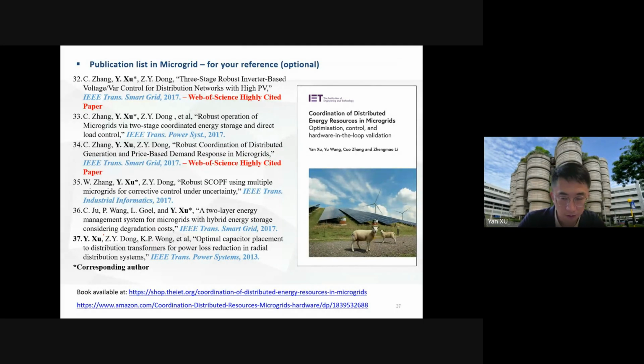Yeah, we have covered it. So we have summarized our research in microgrids in this textbook. You can see the title, Coordination of Distributed Energy Resources in Microgrid, covering the optimization, the control, as well as the hardware-in-the-loop validation. Professor Kumar has already taught you about real-time simulation, so in this book we have also covered this context. If you're interested, you can go to this website to take a further look at this book.